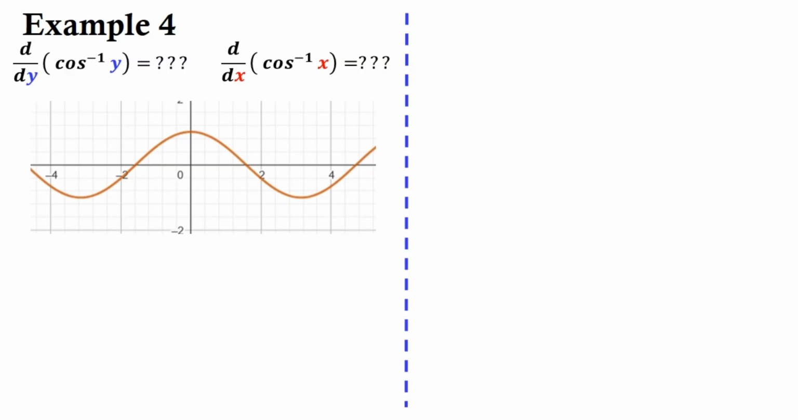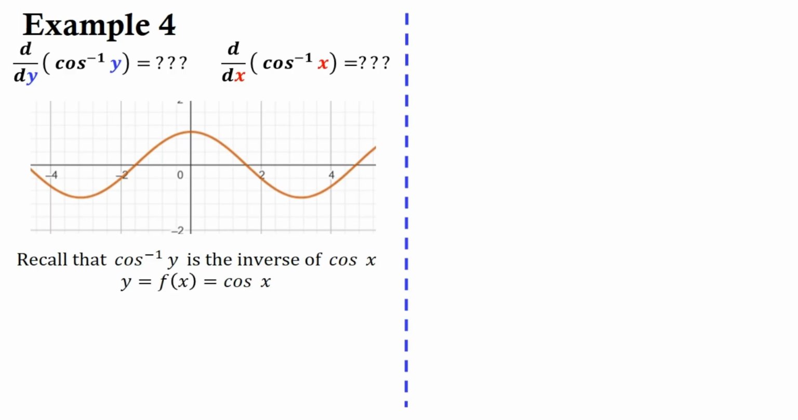Another thing about sine and cos is that both of them are continuous functions. If you go back to our first class, which is functions of real variables, we talked about it very well in our lecture note. As usual, we are going to follow the same procedure. The first thing, we recall that cos inverse of y is the inverse of cos x. Meanwhile, y equals f of x equals cos x.